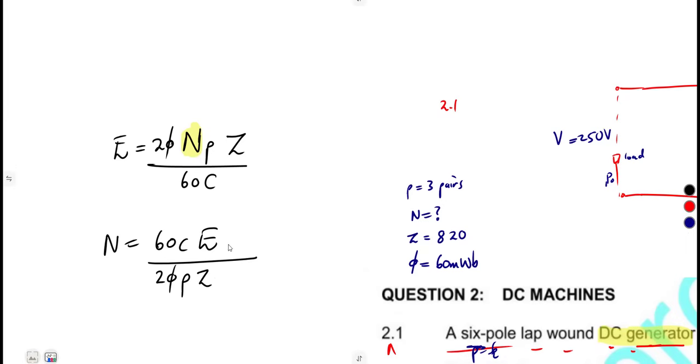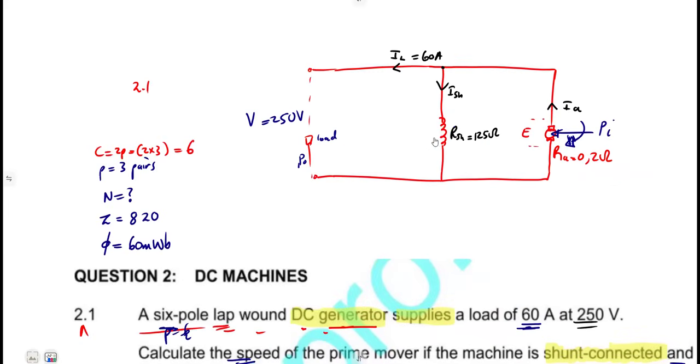But still, we can see that we do not have C. Oh, we have got C because we are told that it's lap wound. So C is equal to 2P for a lap. 2 times 3, which is 6. So we have got C. We do not have E. We have the useful flux, this one and this one. So the E now, which is the generated EMF, as you are considering a generator, is the one that you're going to focus on from the diagram.